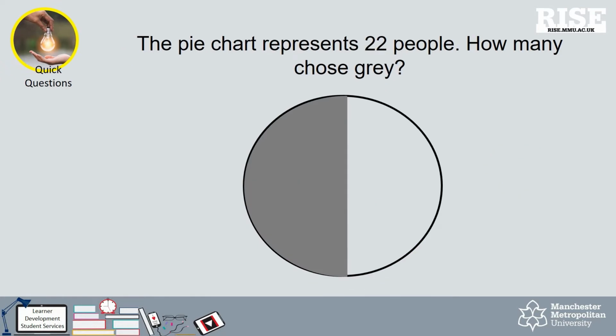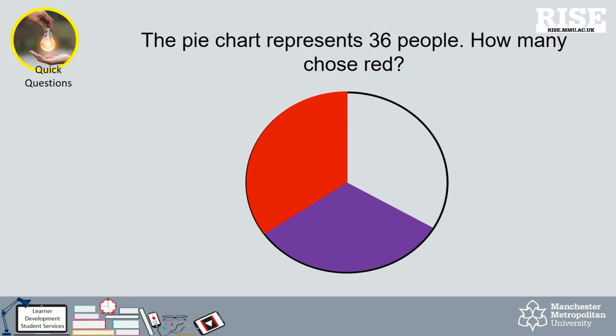This pie chart represents 22 people. How many people chose grey? That's half of them, 11. This pie chart represents 36 people. How many people chose red? 1/3, and 1/3 of 36 is 12.